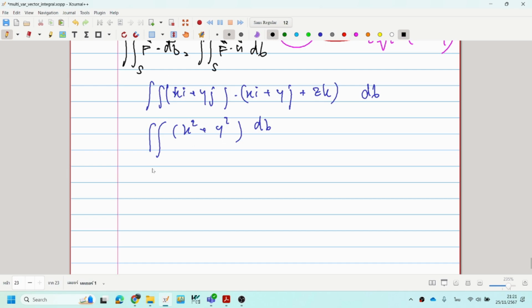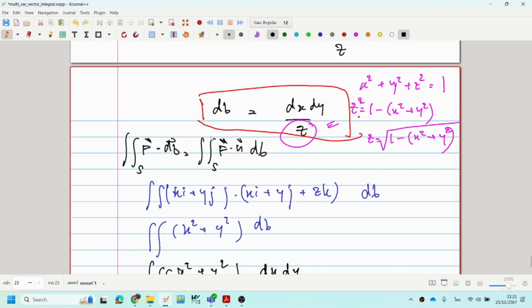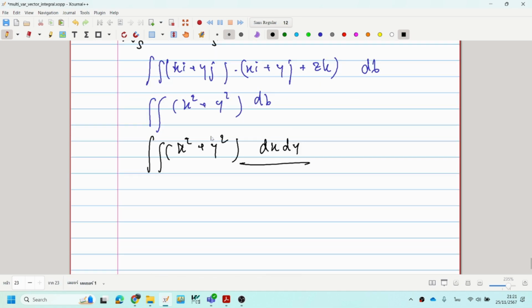Okay, I will show you, back color is the new line. D sigma is dx dy, okay, divided by square root 1 minus x square plus y square, right?